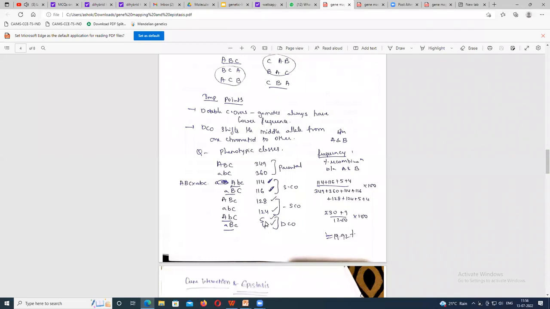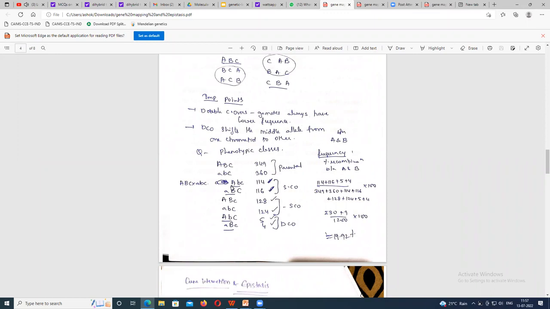The least numbers are 5 and 4, which means double crossover. What is the majority number? 349 and 360, which means these are parent combinations. Here there is a double crossover. Definitely these two middle numbers are showing single crossover.